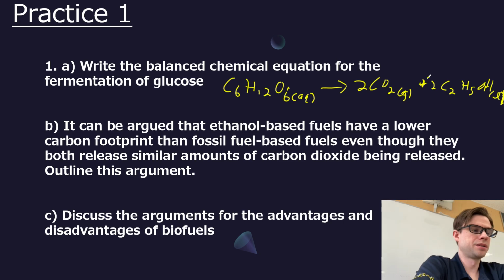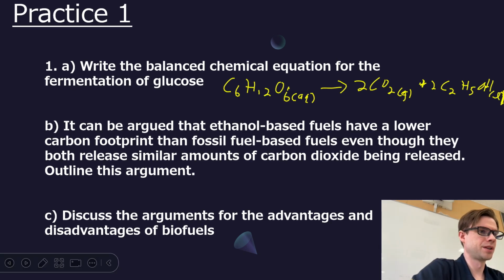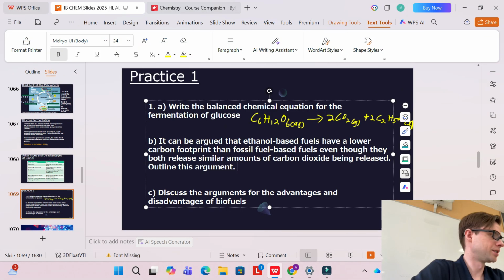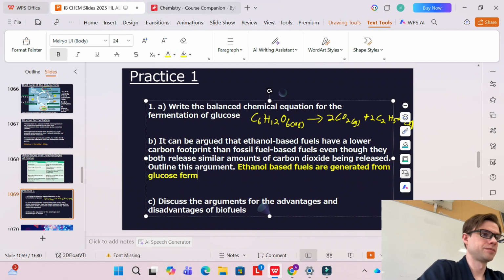It can be argued then, part B, that ethanol-based fuels have a lower carbon footprint than fossil-based fuels, even though they both release similar amounts of carbon dioxide. Outline this argument. So maybe I'll type this instead. I don't really want to write this with my pen. Okay, I'll write this in yellow. So ethanol-based fuels are generated from glucose fermentation.